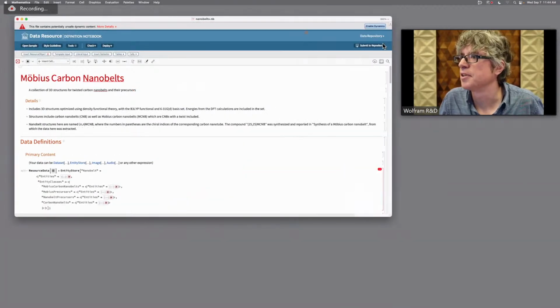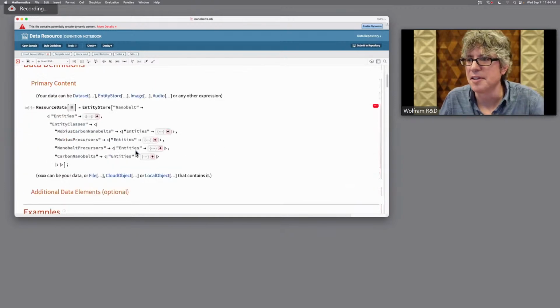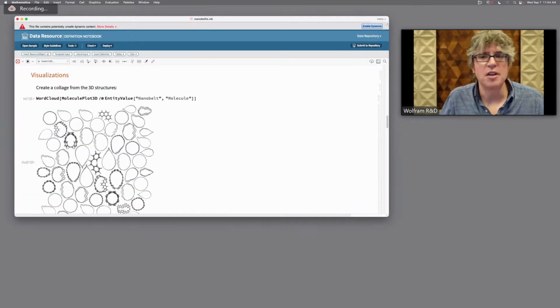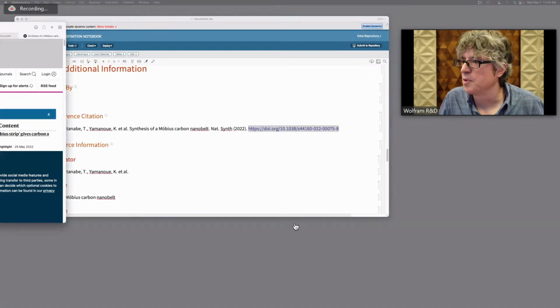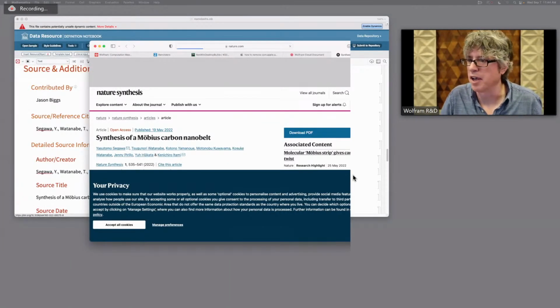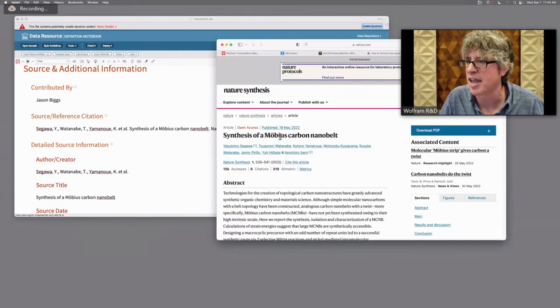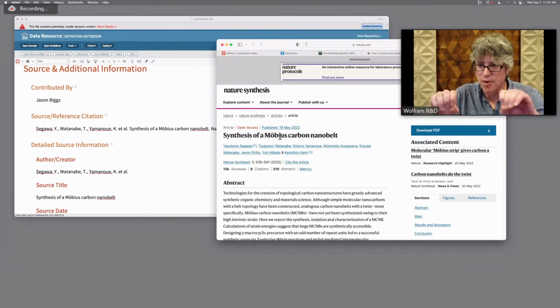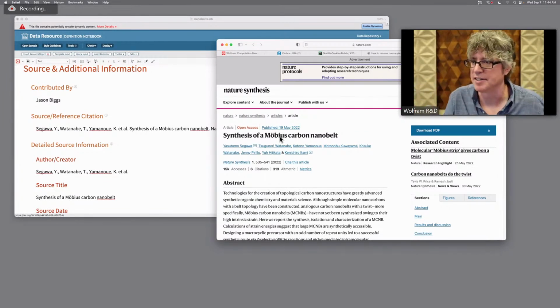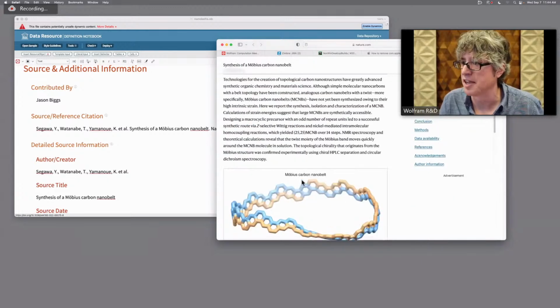Zoom on up here. So this paper was circulated on the mailing list here at work about the synthesis of a Mobius carbon nanobelt. You can imagine a nanotube, right? But this is a belt, and it's got a twist in it. These researchers were actually able to synthesize a Mobius nanobelt.